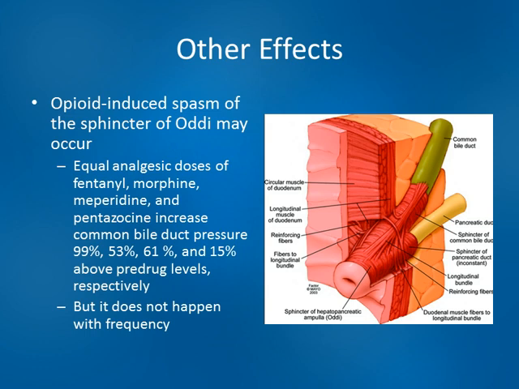So, check out this statement right here. If I give equipotent doses of fentanyl, morphine, Demerol, I don't really care about pentazocine, you see that there's percentage increases in pressure. What kind of a question do you think that sets up for? A ranking, right? Fentanyl is going to increase that pressure 99%, morphine 53%, and Demerol 61%. Which of the following opioids is most likely to increase sphincter of Oddi spasm? Given that equivalent dose, that would be your answer.